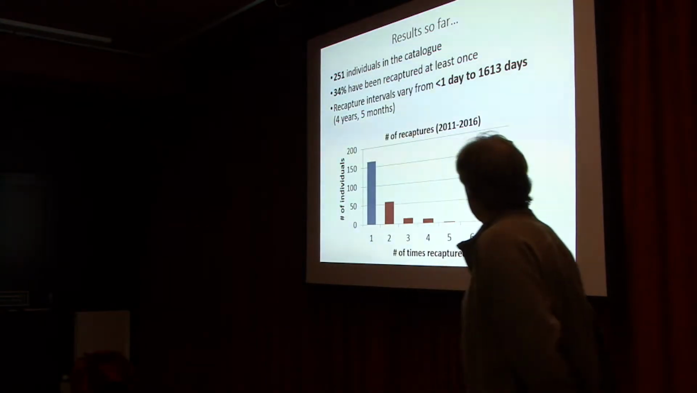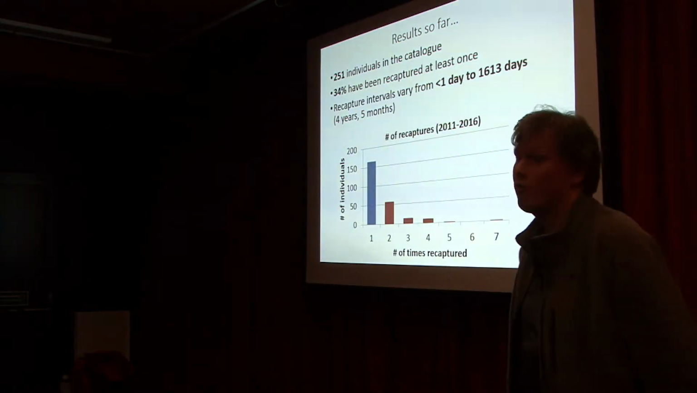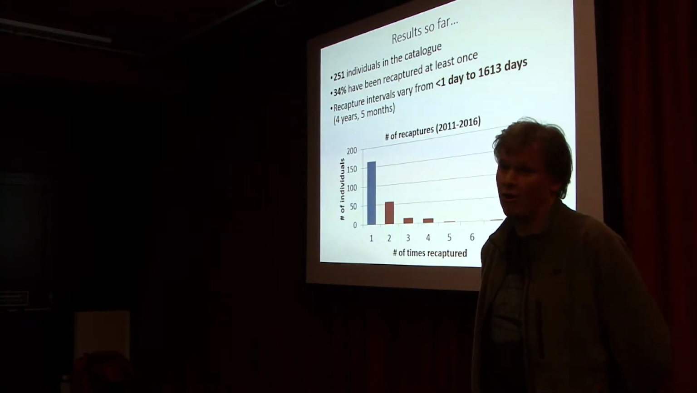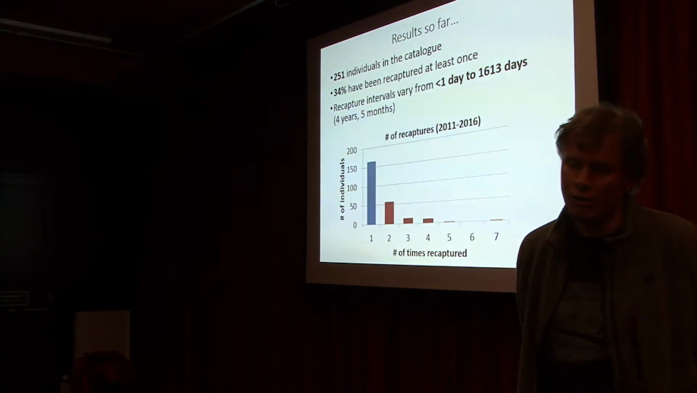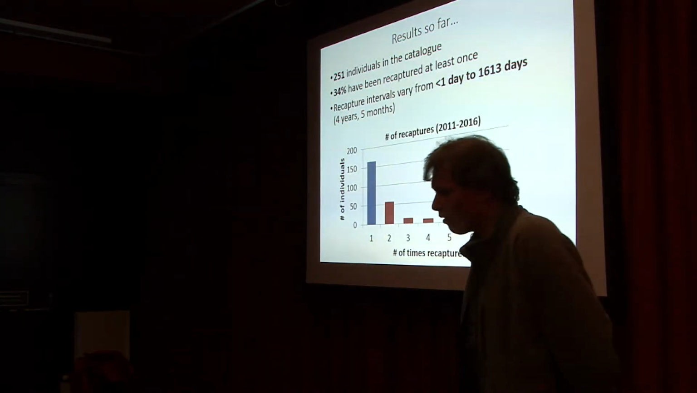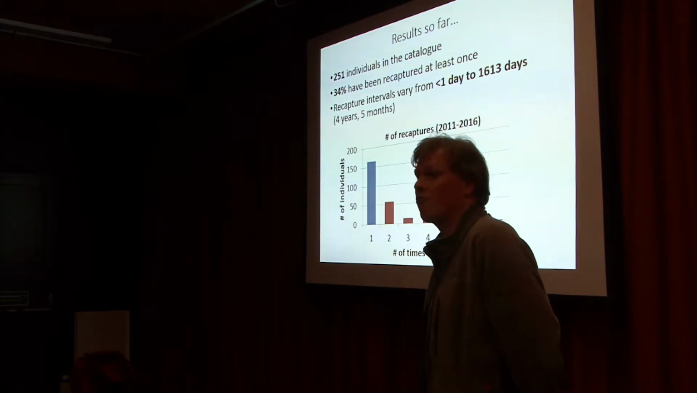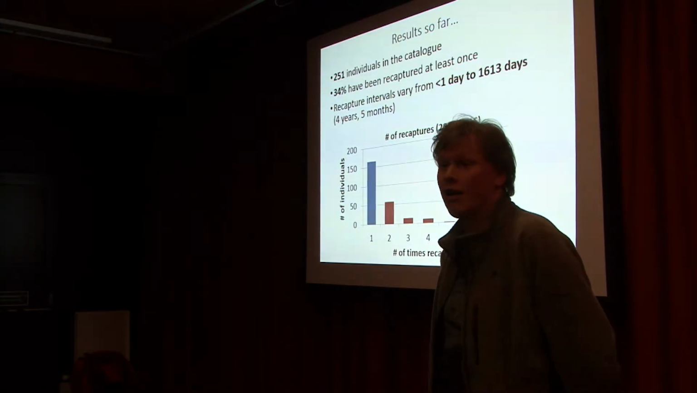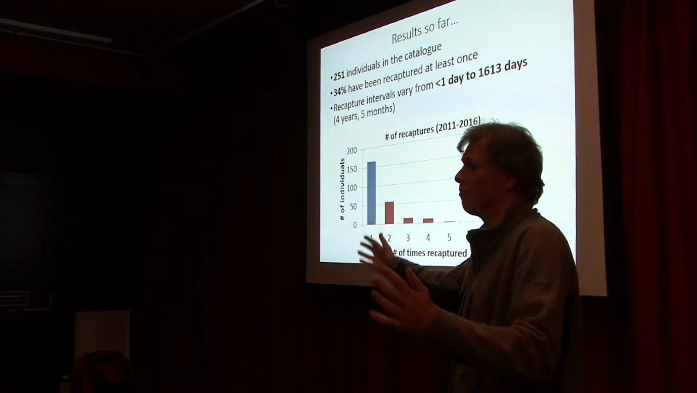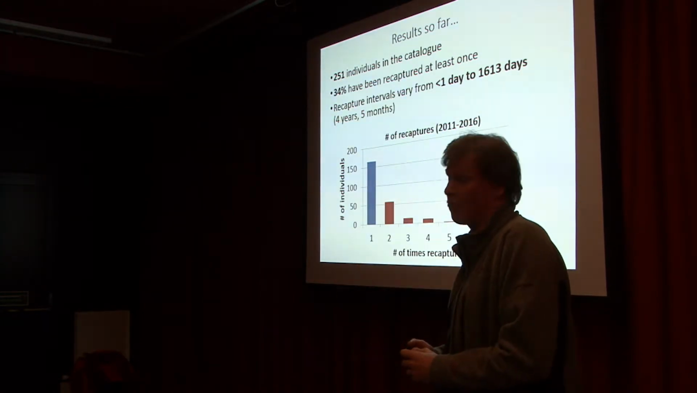So, a brief summary of what we do have. At the moment, our photo ID catalog for the MPA, based on Ronnie's photographs and SNH's photographs, results in a catalog consisting of 251 individuals. Of those, 34%, so approximately 80 or so, have been recaptured at least once during the time period covered by this photo archive, which goes back to 2011.